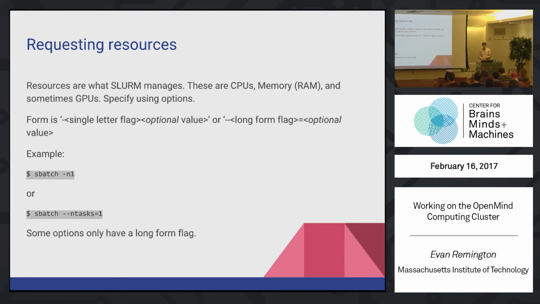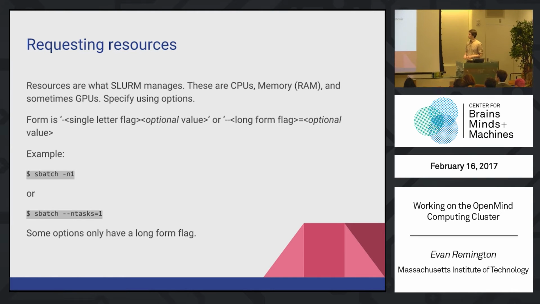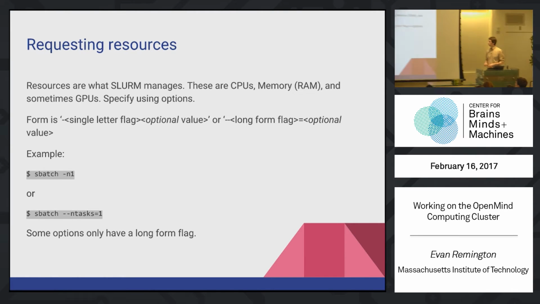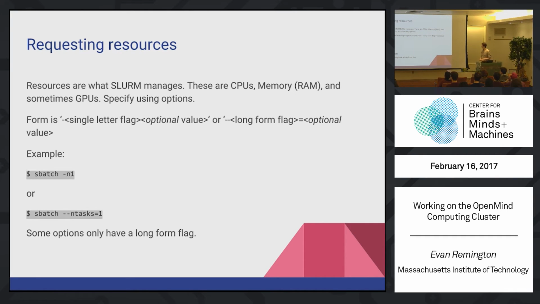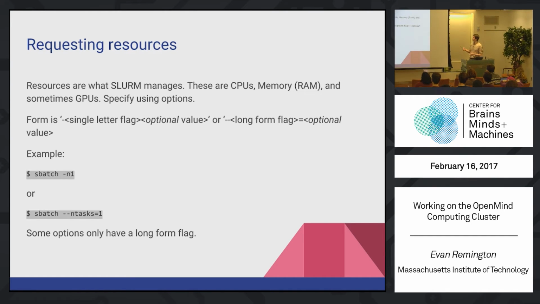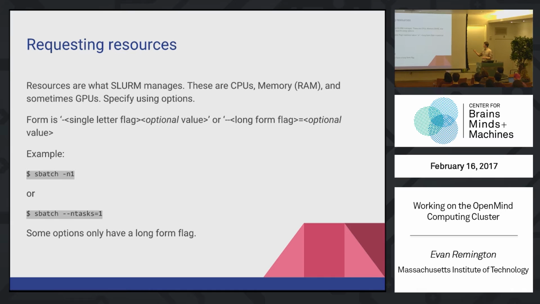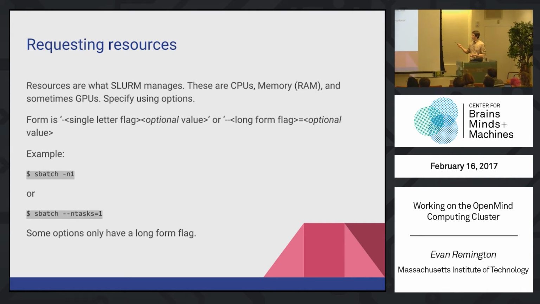So sbatch requests resources. So what are resources, and how do we specify them? Like I said, the resources are the things that Slurm manages. They're CPU, memory, and sometimes GPUs. You specify them using options. The form of this is a dash with a single letter flag and then the value, or you can use the long form flag followed by an equal sign followed by the value.